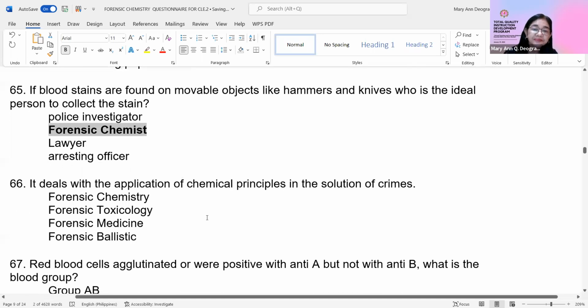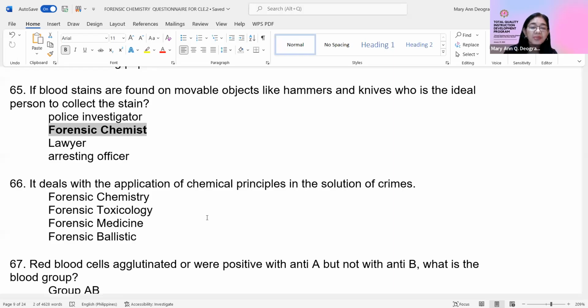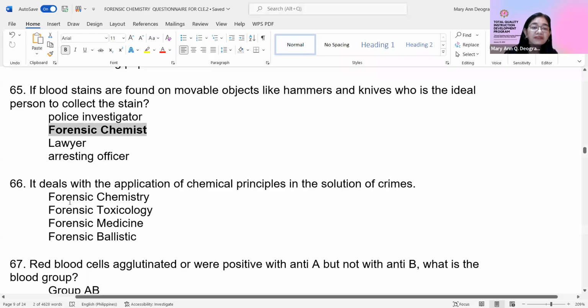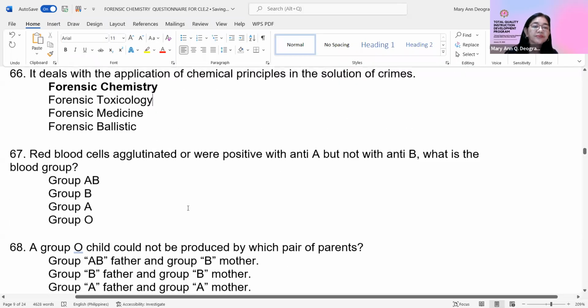So ito, is it forensic chem, forensic toxi, medicine, or ballistic? Okay, chemistry kasi ang toxicology, that is the study of poison. So if it is the application of chemical principles, no, it's all about forensic chemistry. Pagka poison, it is toxicology.